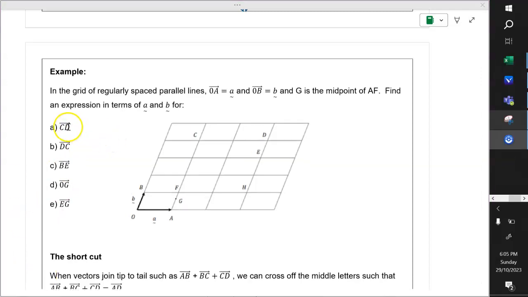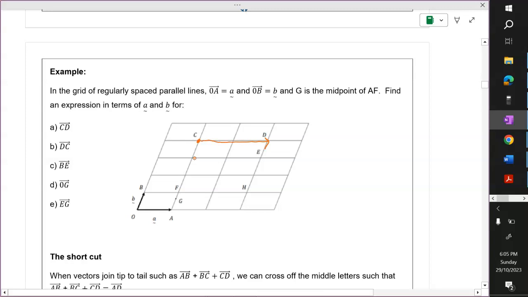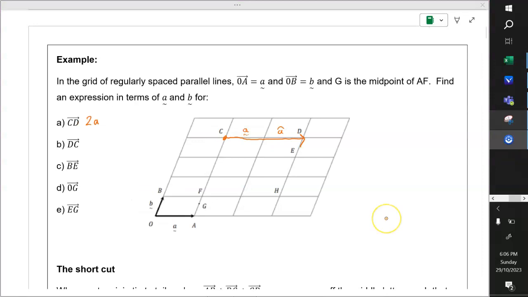Okay, so let's see what we can do. So we've got CD. CD is the vector that's going from C over here to D. Now, we've been told that the grid is of regularly spaced parallel lines. So we know that the distance from C to halfway between CD is the same as we've got down here between O and A. So this distance here is A amount, and this other distance here is A amount. So we know CD is 2A. And we need to put the vector sign in there because 2 times vector A would give us vector CD, and so 2 is our scalar.